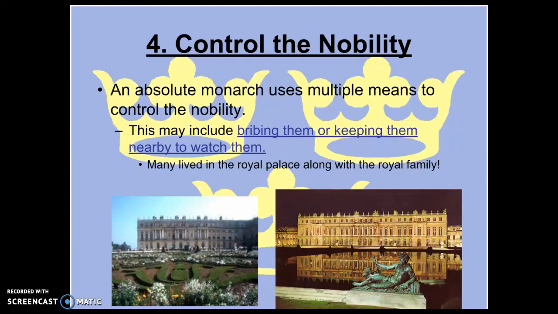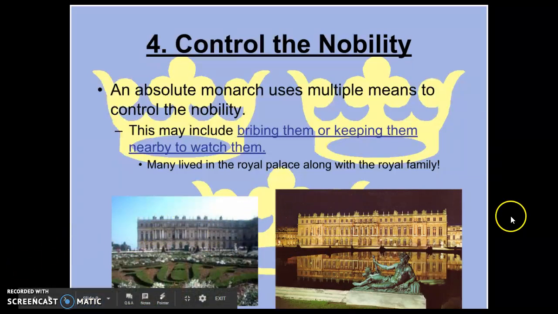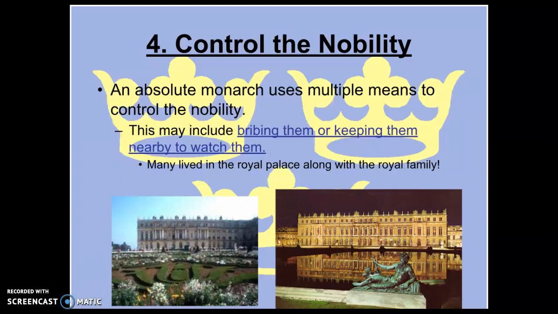All right, next is control the nobility. An absolute monarch uses multiple means to control the nobility. This could mean bribing them or keeping them nearby to watch them. A lot of noble families live in the palace along with the royal family, so they can keep an eye on them. And if you look at these images, look at these palaces, guys. They're gorgeous and huge. So think about this: they could go many, many days where the royal family doesn't even see the nobles because of how large the palaces are.